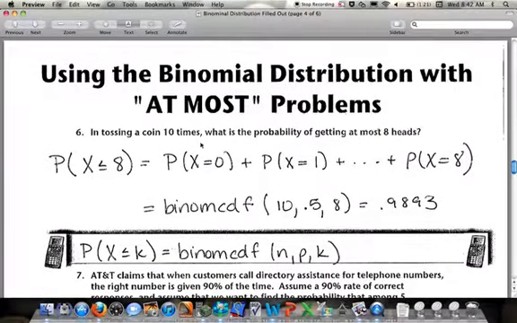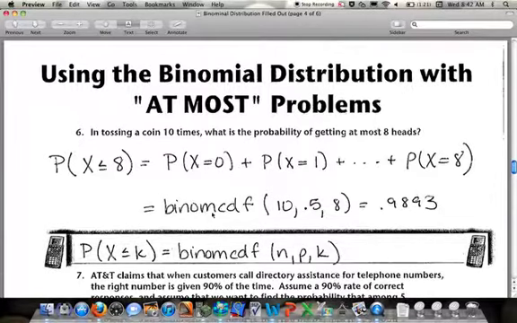Alright, this one says at most. The difference about at most, so in tossing a coin 10 times, what's the probability of getting at most 8 heads? So x is less than or equal to 8. I want at most 8, so I want 0 through 8. I could go through and do the PDF for 0, and the PDF for 1, and the PDF for 2, all the way up to the PDF for 8, and add them all together.